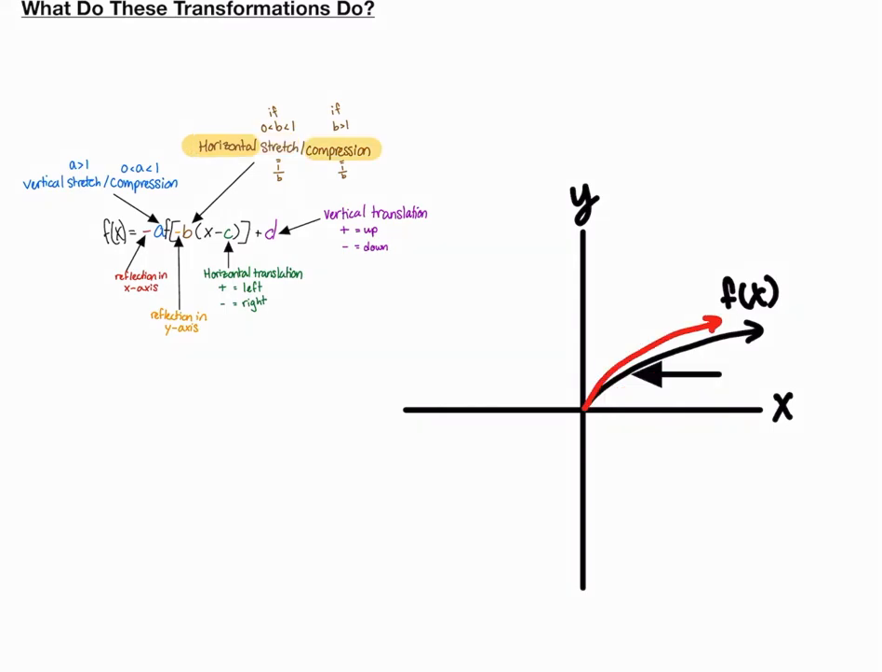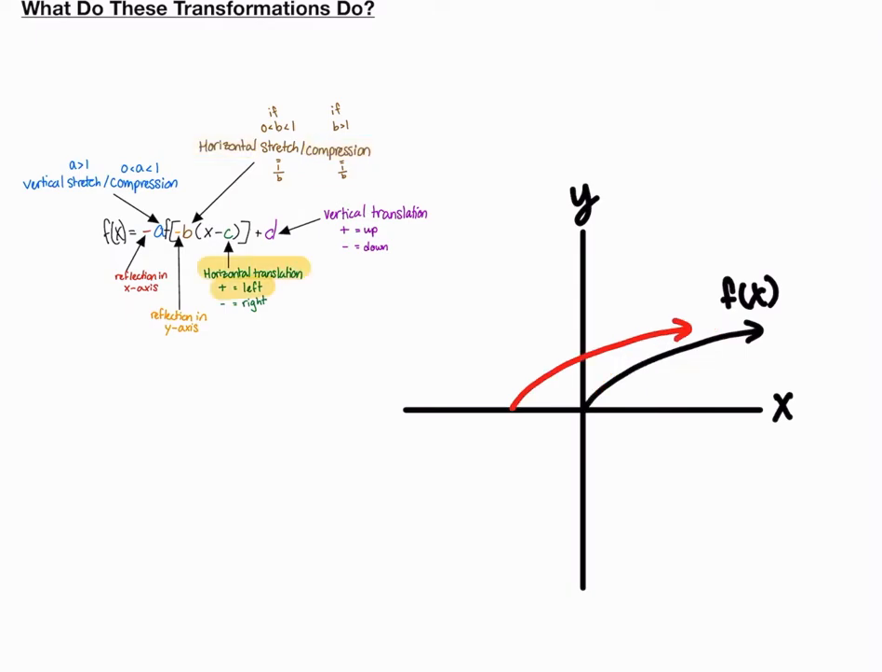Next, we have a horizontal compression. Once again, ignore the negative sign in front of the b if there is one. If b is greater than 1, you'll see a horizontal compression by a factor of 1 over b. You can imagine the function being pushed inwards in the horizontal direction, producing the red function. Notice how whenever you have a compression, horizontal or vertical, it's always by a factor that is between 0 and 1.